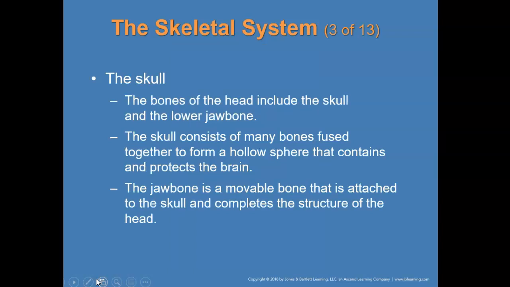The skull: the bones of the head include the skull and the lower jawbone. The skull consists of many bones fused together to form a hollow sphere that contains and protects the brain. The jawbone is a movable bone that is attached to the skull and completes the structure of the head.